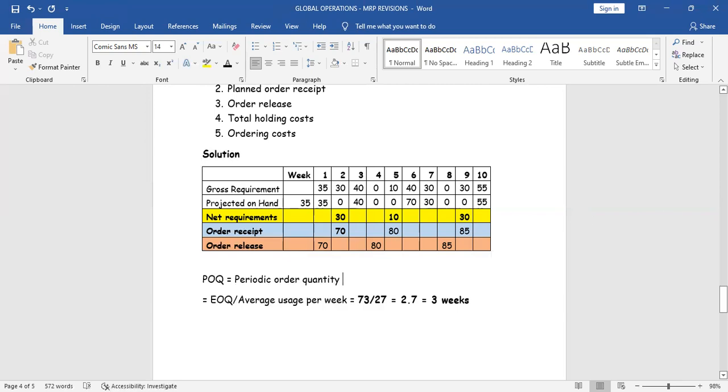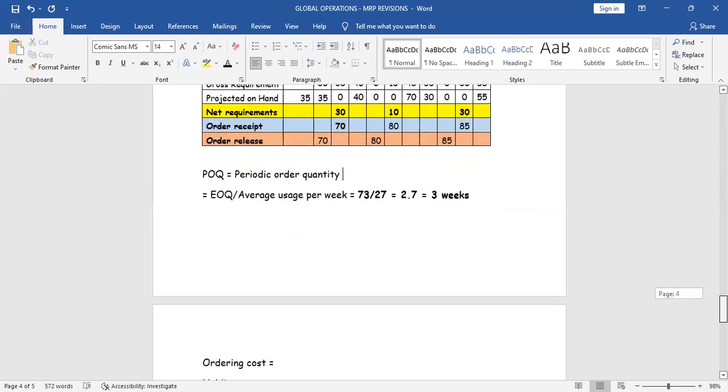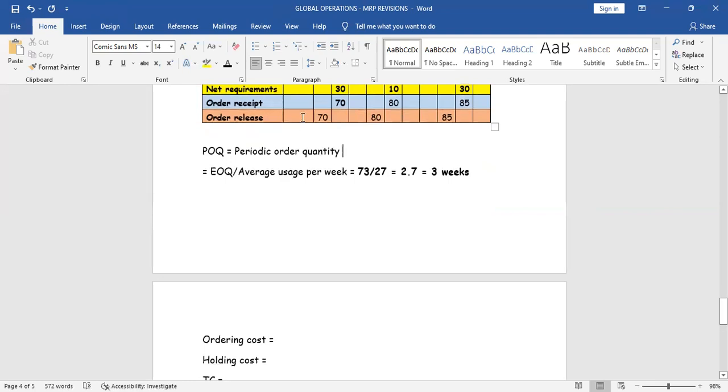So from here now, I can calculate the order cost. How many orders? 1 here, 2 there, 3 orders. And the order cost is $100 per order, multiplied by 3 orders, which will give me 300.